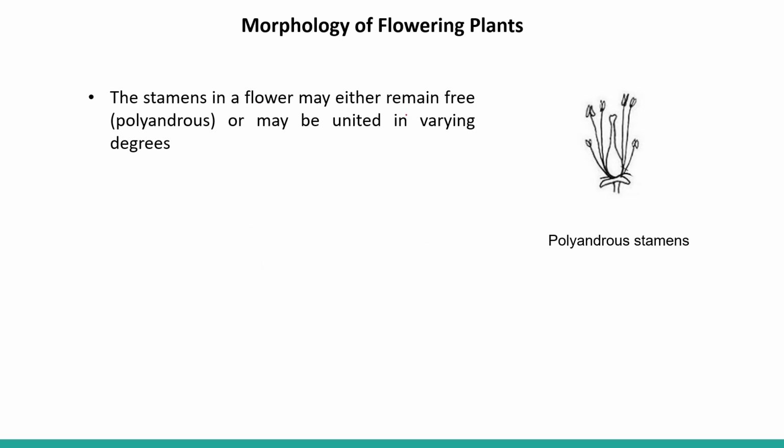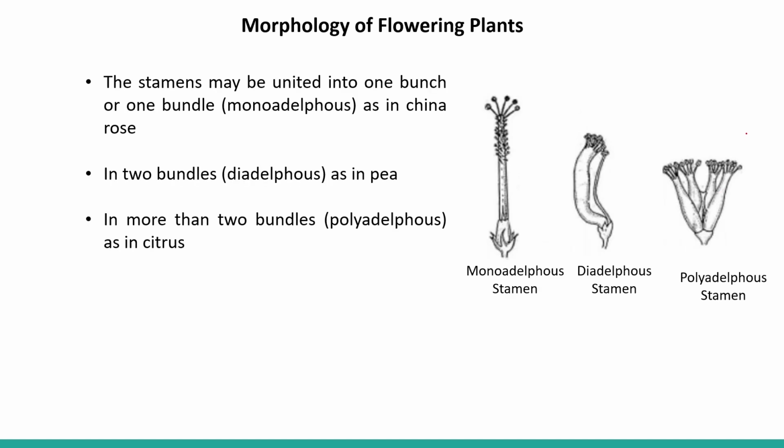The stamens in a flower may either remain free, that is called polyandrous, or may be united in varying degrees. So here we can see all the stamens are free. Okay, so that is called polyandrous stamen. The stamens may be united into one bunch or a bundle. So that is called monoadelphous. All are united in one bunch. So monoadelphous stamen, and it is found in China rose.